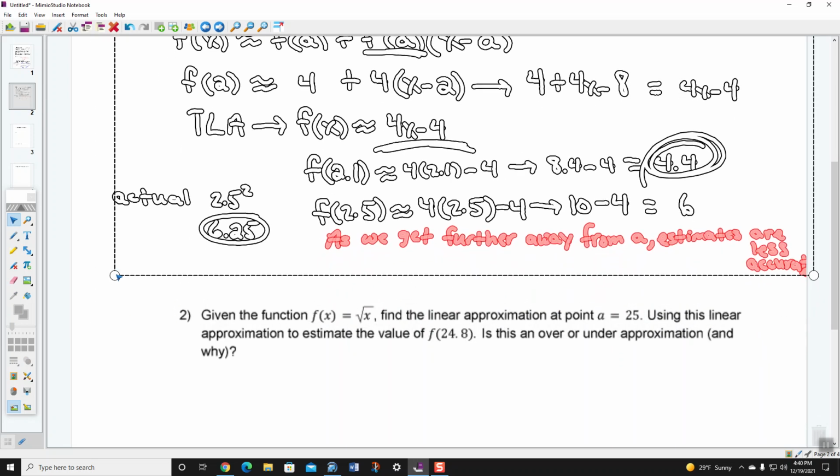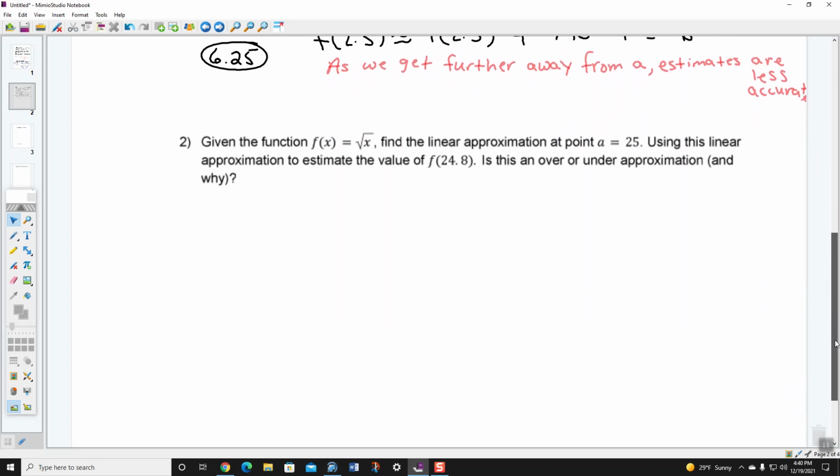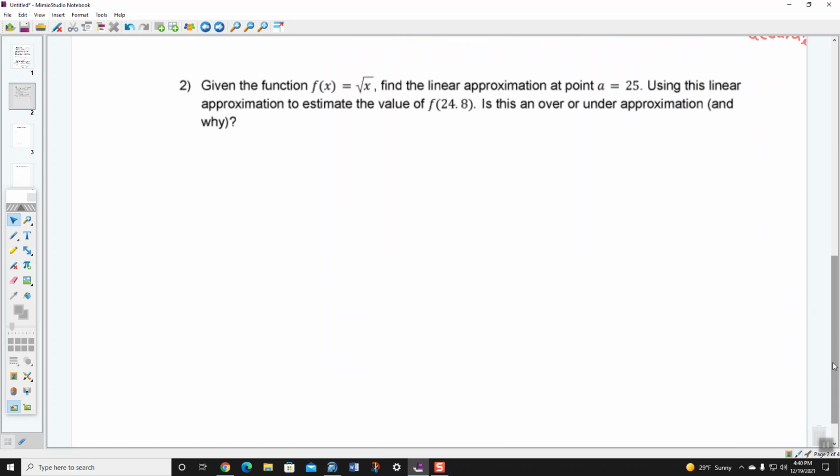There we go. All right, let's try another one here, kids. Same idea. We're going to come up with a tangent line approximation for a different function. F of x is equal to the square root of x. Find the linear approximation at the point a equal to 25. So we know we're dealing with a equal 25.